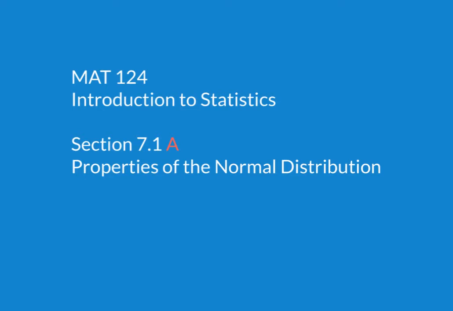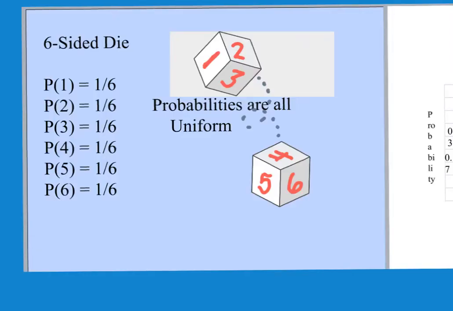Welcome back to Introduction to Statistics, Section 7.1a, the properties of the normal distribution. Let's take a look at rolling a die again. There are 6 possibilities on a 6-sided die, 1, 2, 3, 4, 5, and 6, whether they are numbers or dots, and each of those outcomes is equally likely.